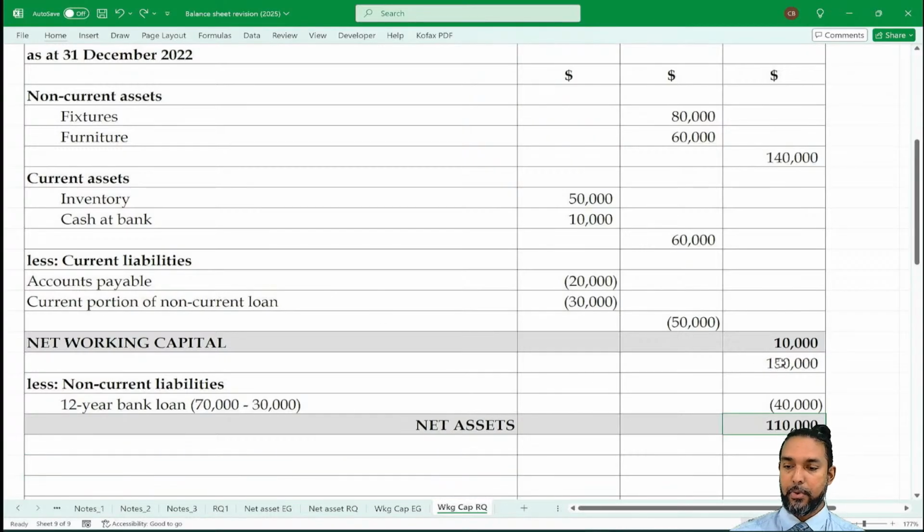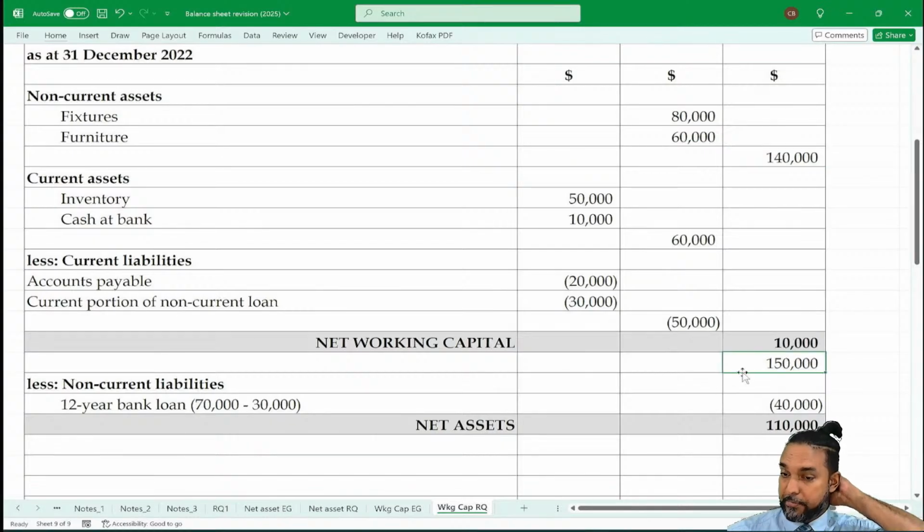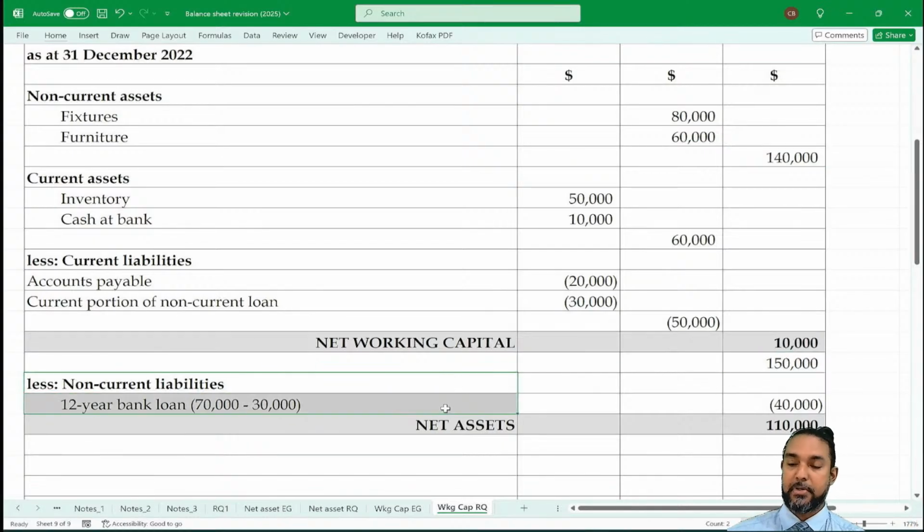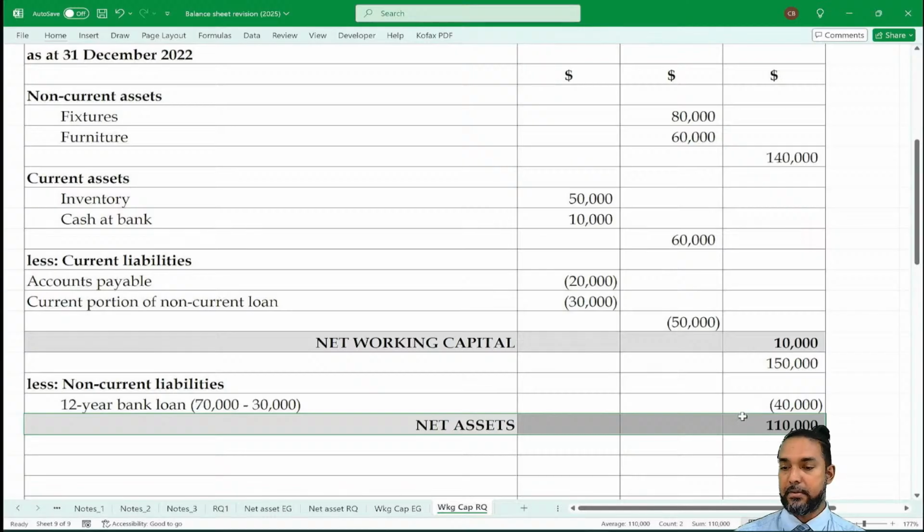Right, so total net assets would be the 150 minus the 40. Now, we got the 150 because that was the non-current assets, 80 and 60, giving us 140, plus the net working capital. Net working capital came from the current assets, 50 and 10 is 60, minus the current liabilities, 20 and 30 is 50. So 60 minus 50, which is current assets minus current liabilities, gives us net working capital, right? That item is added to the non-current assets, and 140 and 10 is 150. From there, we have the non-current liabilities to subtract if you are doing a net asset approach. And when you subtract 40 from 150, you get 110. Does that help?